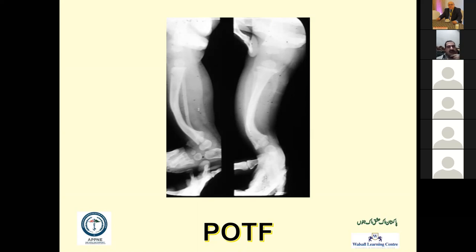Sir, management depends on the age and the presence of fracture. If one child is below the age of 4 years and no fracture is there, we only need observation and protection with a clamshell brace to prevent the fracture. Yes, so if there is a fracture, it's called serial casting. Okay, so these patients are serially cast.